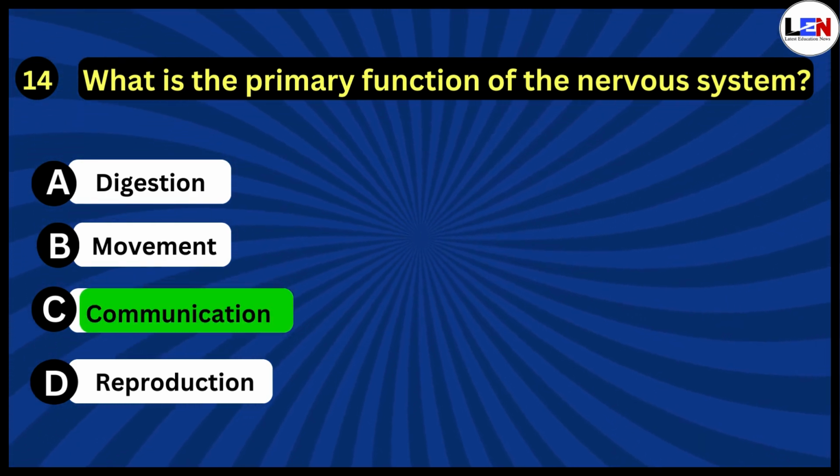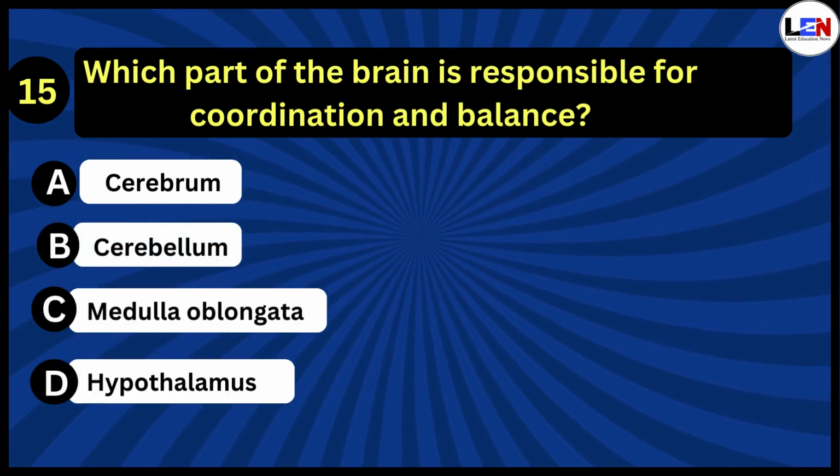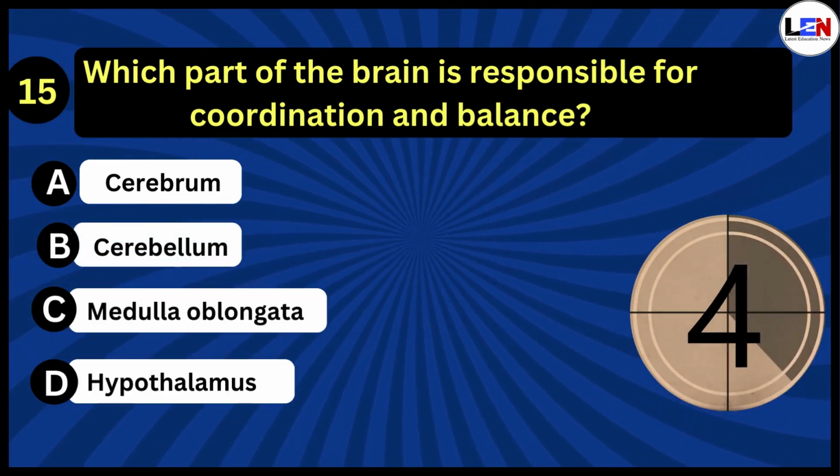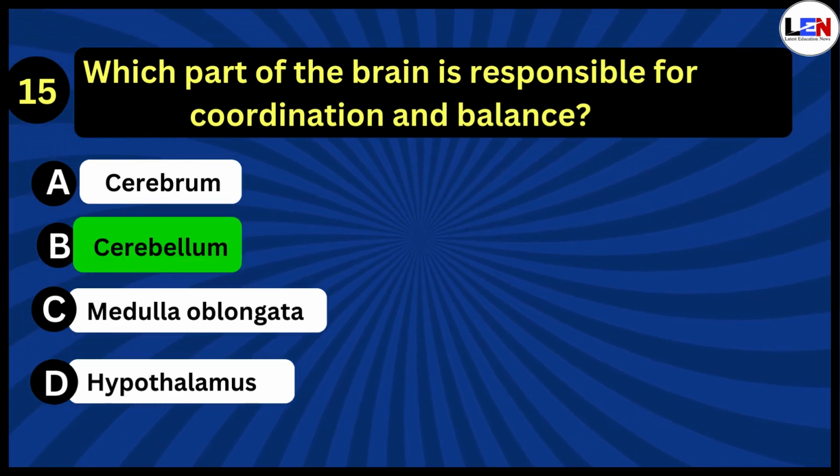What is the primary function of the nervous system? A. Digestion. B. Movement. C. Communication. D. Reproduction. The correct answer is option C. Communication.